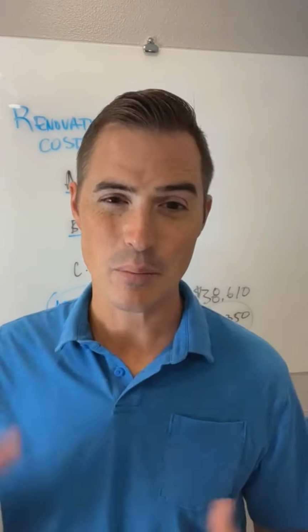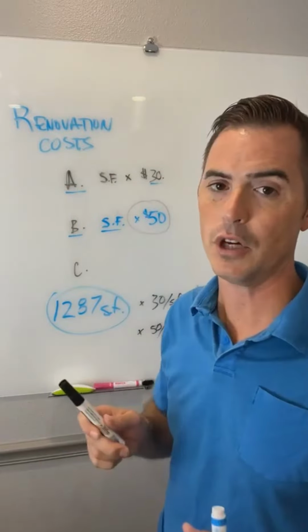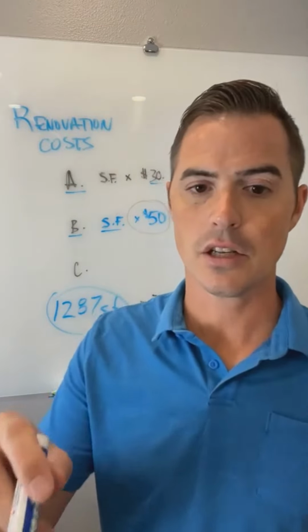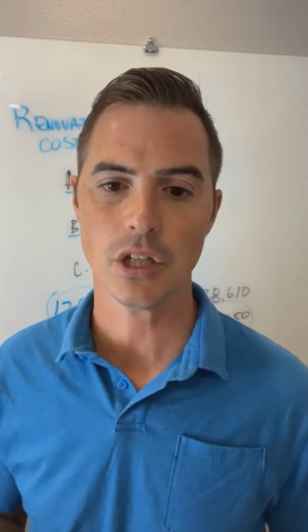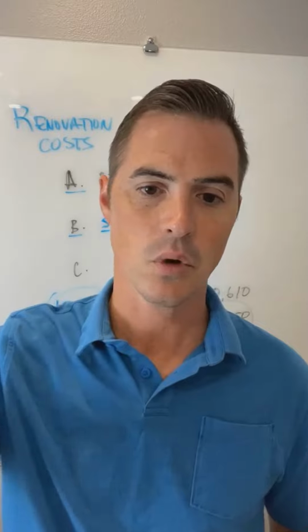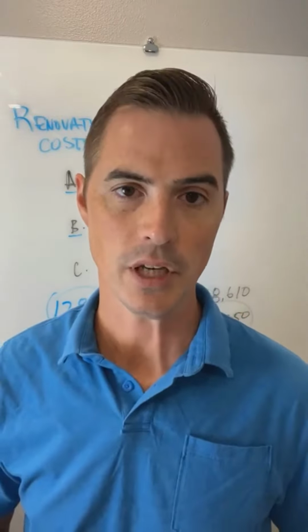If I figure it's going to be a B grade renovation, I'm going to be using that multiplier of $50 a square foot. And like I showed you in the case study with the one we did here in Aloha, 19700 Southwest Blanton, you guys can look it up. You can see the pictures of the finished product that we did.